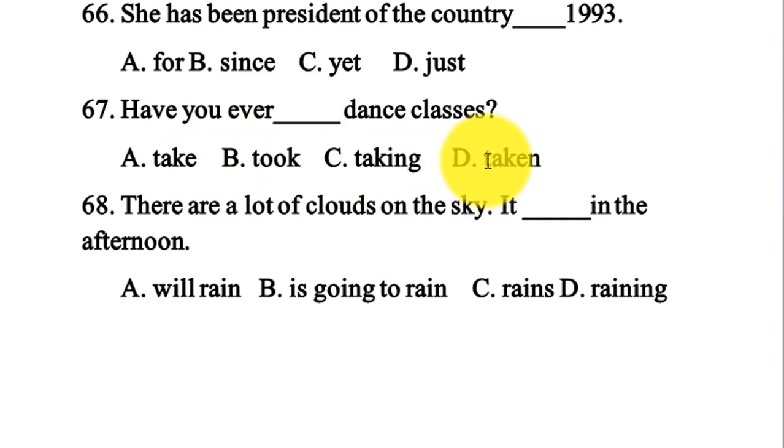I think if you answer taken, absolutely right. Because have you ever, have, whenever a question begins with one of the primary auxiliaries, have, has, its main purpose is to make perfect. The primary auxiliaries are the first form of verbs, have or has, and the third form of verbs. Its main purpose is to make progressive and perfect. So, have you ever taken dance classes?